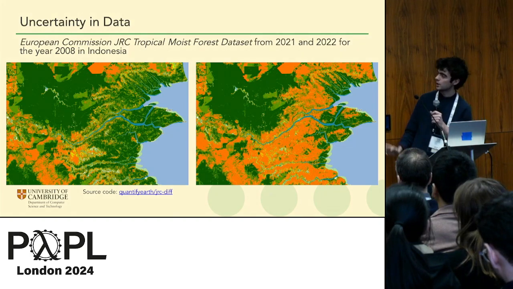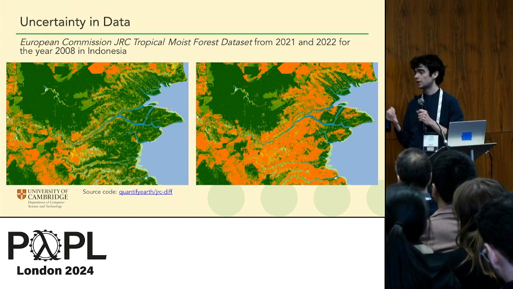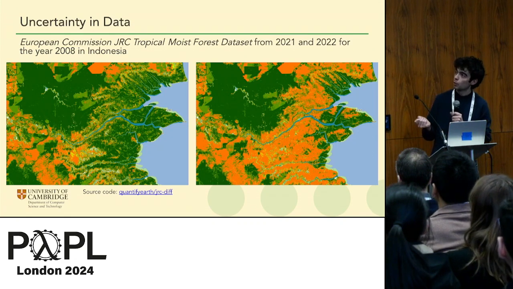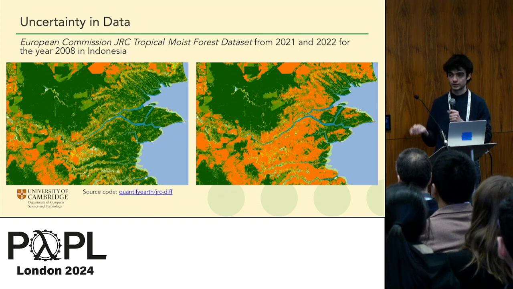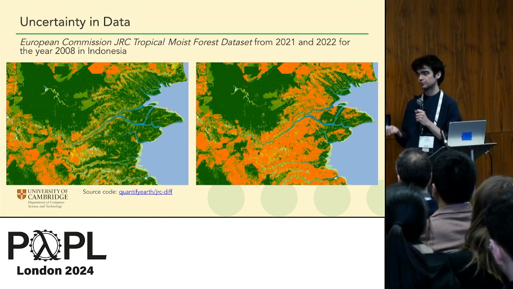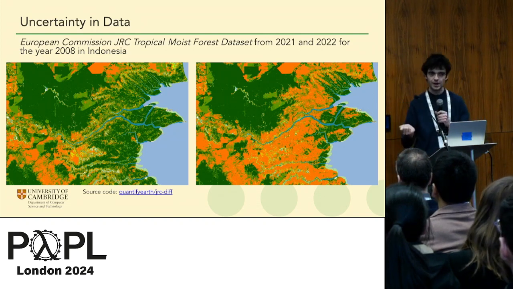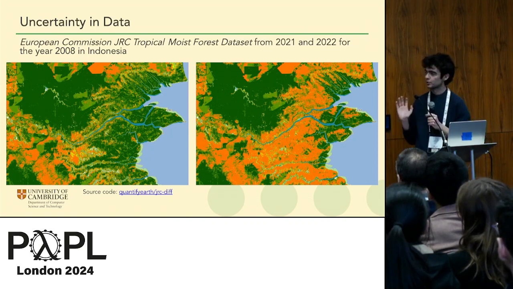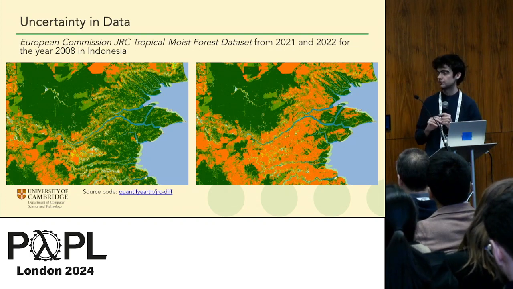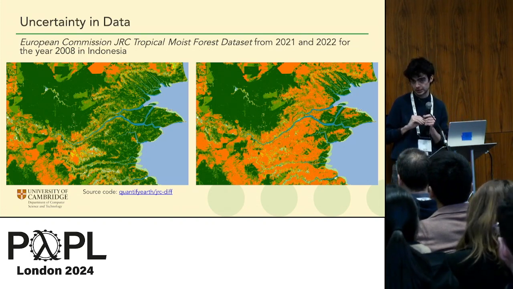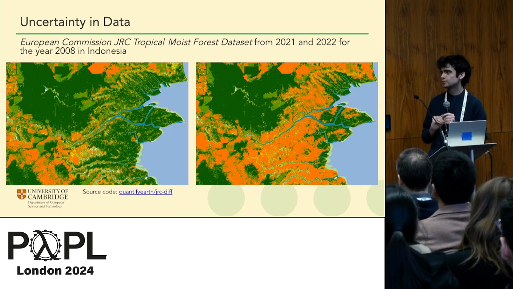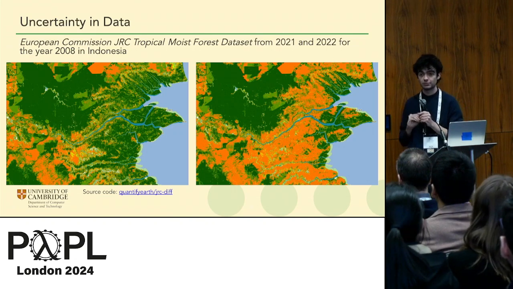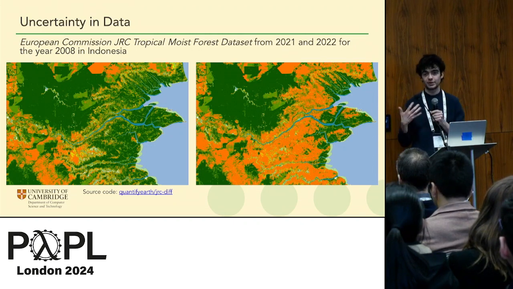The two images are for an area of Indonesia in the year 2008. But one of them was downloaded in 2021, and one was downloaded in 2022 from the same URL. Hopefully you can tell from the two that they are not the same. In fact, the one on the right, the newer version, has a lot more deforestation in this particular area. And so the problem here is that the URL we get these from is not necessarily versioned.